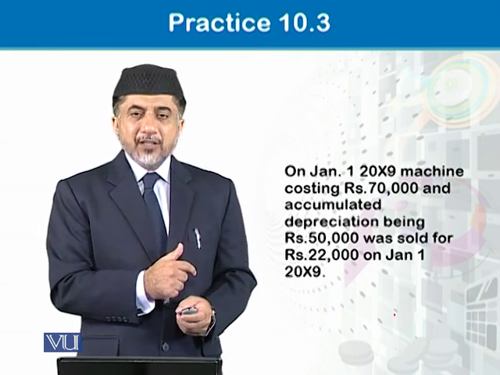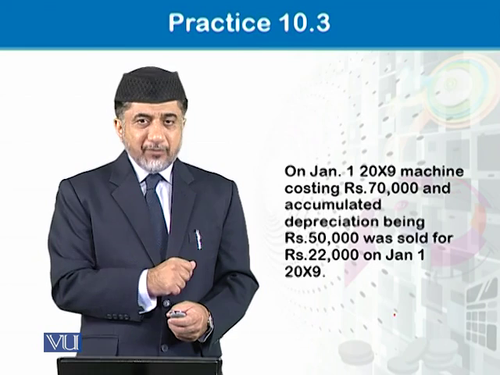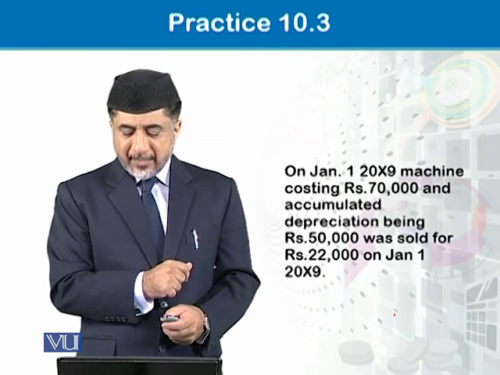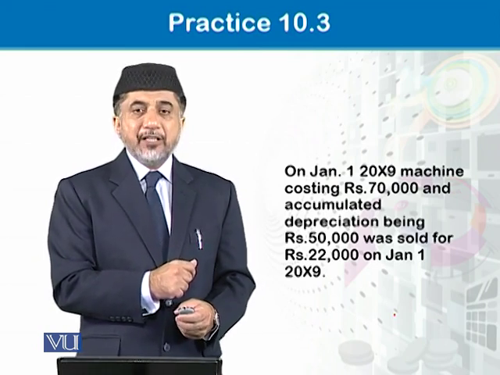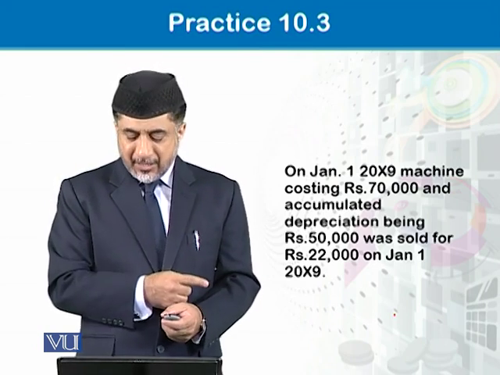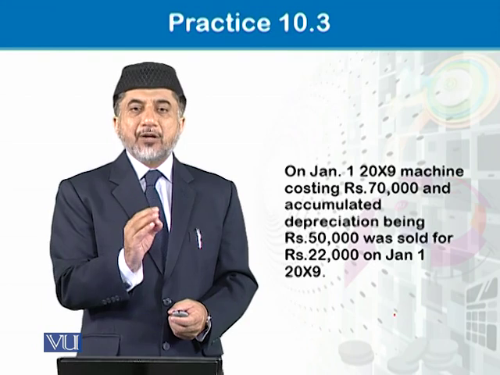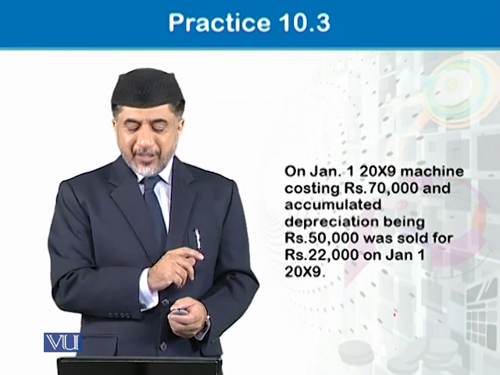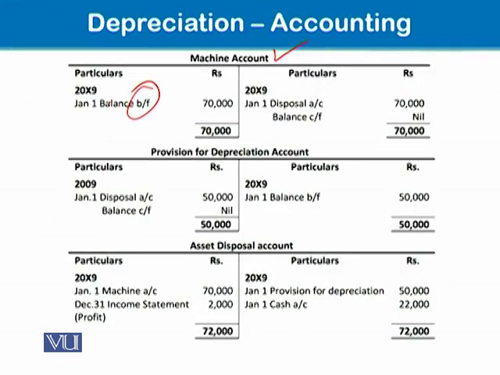We had this asset costing 70,000 with us on 1st of January X9, and its accumulated depreciation is 50,000. But this time this asset is being sold for 22,000. Okay, let's see what happens. So the machinery account, again, it's repetition. It's good that we are repeating the scenarios. It will give you perfection.